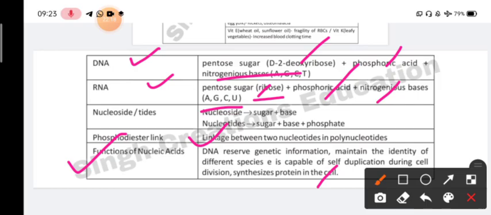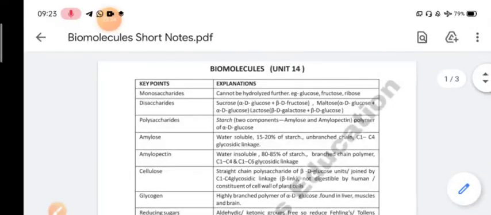Okay, so these are the short notes of the biomolecules part, and I have explained it all the way from top to bottom, and I have explained the structure as well. So I hope you have understood this part very well.